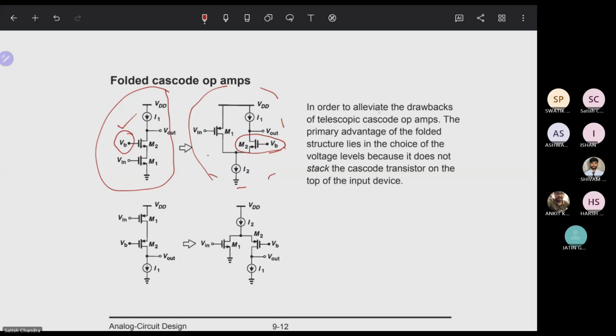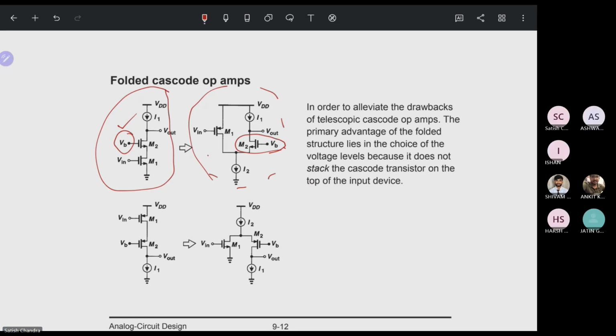In order to alleviate the drawbacks of the telescopic cascode op-amp, the primary advantage of the folded structure lies in the choice of the voltage level, because it does not stack the cascode transistor on top of the input device. That is the advantage of this folded cascode op-amp. Similarly, if we have a design like this one, we can replicate it with this part only.